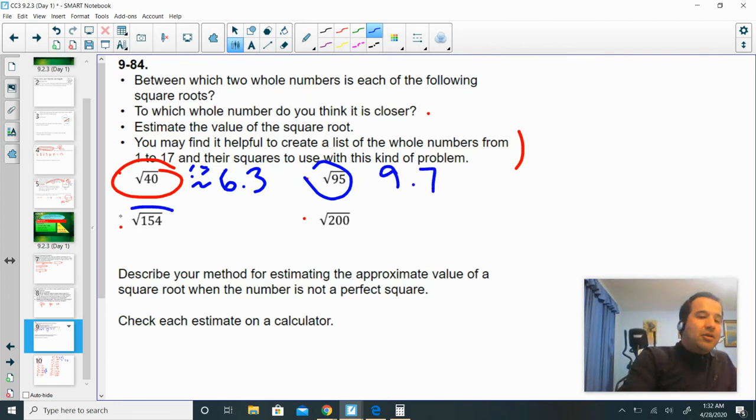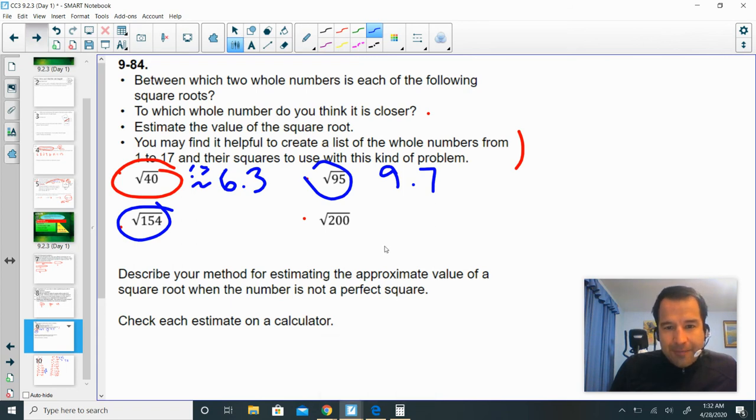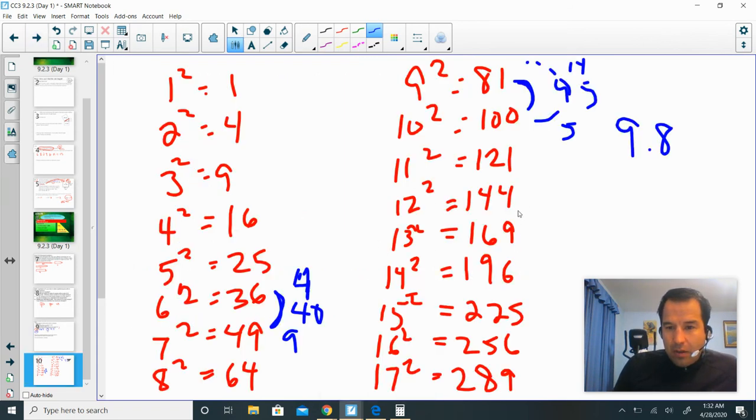All right. Now try 154. And try to guesstimate without actually checking on the calculator, okay? So try not to. Got it? All right, let's see. 154. I go here, 154. Let's see. 154. Okay, it's right here. Between these two numbers here.